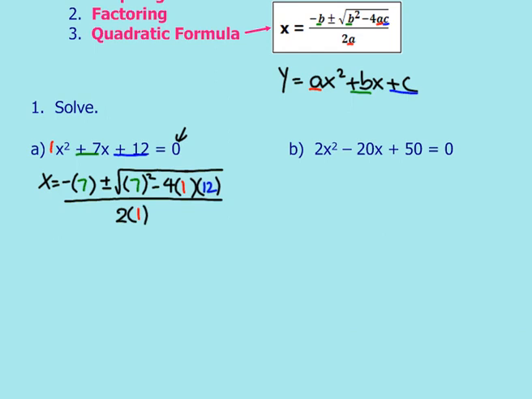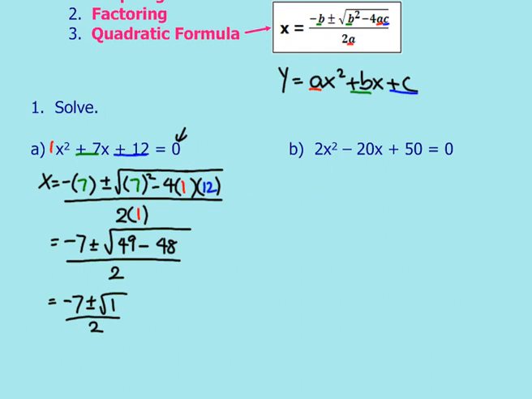All right, what we're going to do now is we're actually just going to simplify it. So negative 7 plus or minus, and underneath the square root sign, we're going to do some BEDMAS. Definitely do the exponents first. So that's 7 squared, which is 49. Minus, and then we're going to do our multiplication. 4 times 1 times 12 gives me 48. All over 2 times 1 on the bottom, which is 2. All right, 49 minus 48 just gives me square root of 1 over 2. And the square root of 1, well, that's pretty simple. Isn't that just 1? Negative 7 plus or minus 1 over 2.